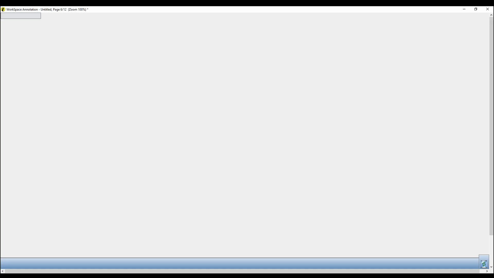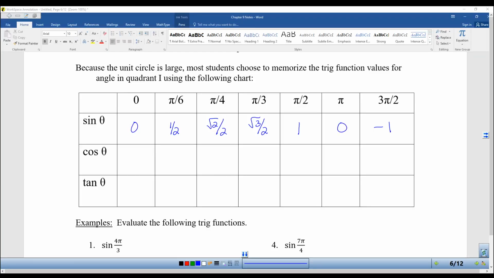So these first ones have a really great way to memorize them. And that is, this is all over 2. Square root of 0 over 2. Square root of 1 over 2. Square root of 2 over 2. Square root of 3 over 2. Square root of 4 over 2. How cool is that? Right? It follows a very specific pattern.